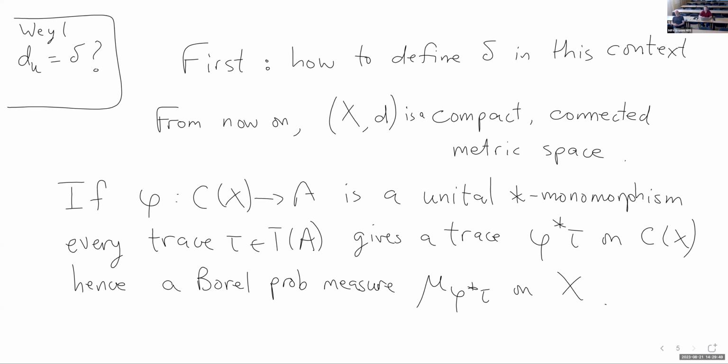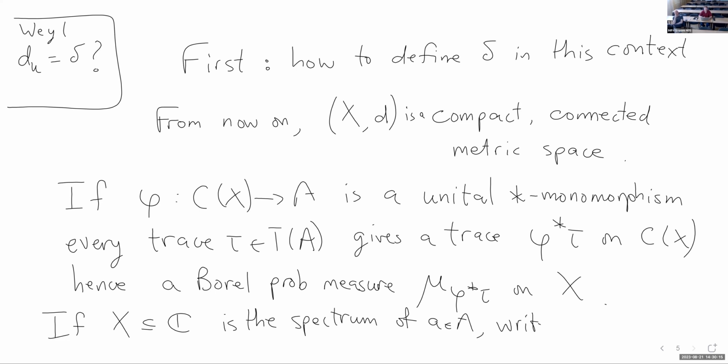Right. Okay. So if I am in the special case where X lives in the plane with the Euclidean metric, so if this is the spectrum of some normal element A, then in this case, if X is the spectrum of A, this phi would just be the Gelfand homomorphism from C of X into the C-star algebra generated, let's say the unital C-star algebra generated by A. And I'll just write, instead of mu phi star, I'll write mu A on its own.